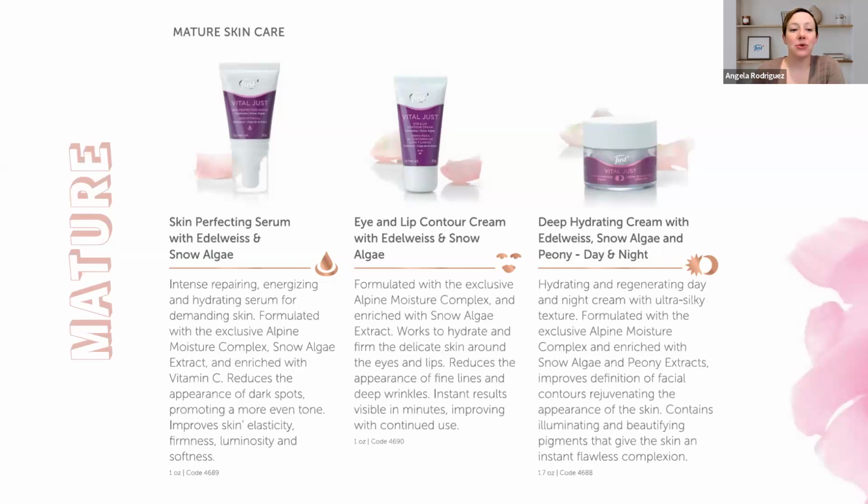We have the Eye and Lip Contour Cream for the eye, forehead, and lip area, to really fill out and define those contours in the areas where we tend to get deeper wrinkles. And the Deep Hydrating Cream, which can be used day or night. This is great for high maintenance, really dry or mature skin. And it's really like a rich moisturizer that has more anti-aging benefits. Great for the mature skincare line.